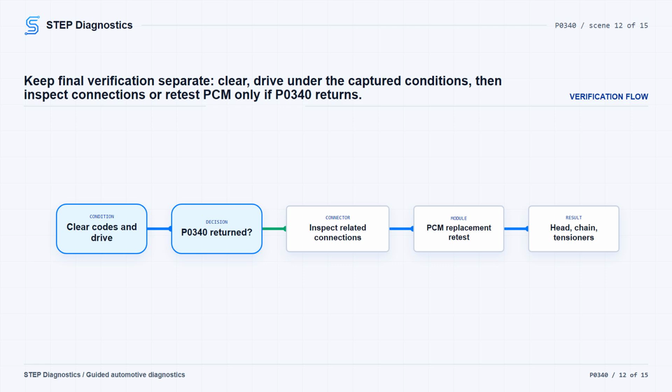If replacing the PCM clears the fault, verify the repair. If the cam sensor fault still returns after PCM replacement, the path calls for replacement of the cylinder head assembly, timing chain, and tensioners, followed by cam/crank relearn and repair verification.